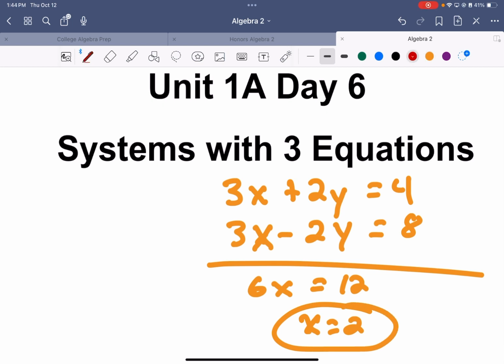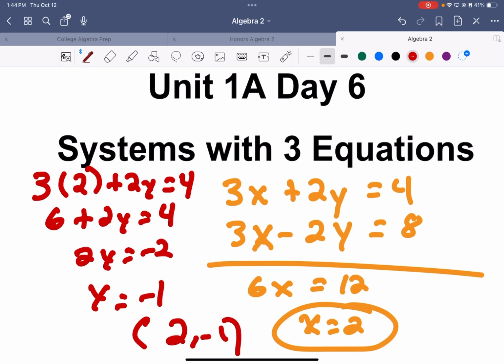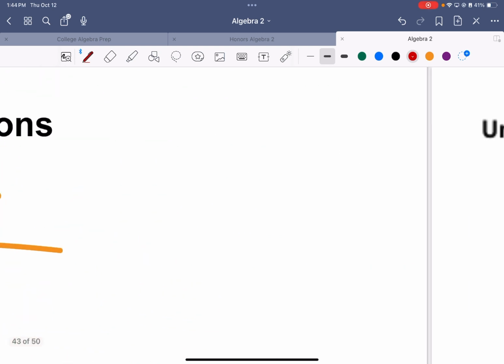And then once we knew that x value, we could go ahead and plug it into either of those equations. So if I plug it into this first one, that'd be 3 times 2 plus 2y equals 4. 6 plus 2y is equal to 4. 2y is negative 2, and y is negative 1. So then our solution to this was 2, negative 1. And that's what we looked at when we looked at solving systems of equations with 2 variables and 2 equations. Today we're going to look at systems with 3 equations.